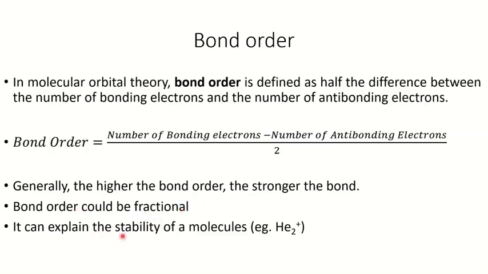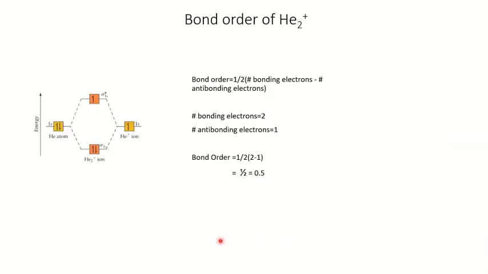It can explain the stability of a molecule just like He2+. ഇത് ഇവിടുത്തെ എടുത്തു പറഞ്ഞിരിക്കുന്നത് ഇതിന്റെ സ്റ്റെബിലിറ്റി നമ്മുടെ മറ്റ് തിയറികൾ വെച്ച് തെളിയിക്കാൻ ബുദ്ധിമുട്ടാണ്. Okay, let's see that He2+ case. So here helium atom with 2 electron and helium plus with 1 electron are combining to form helium-2+, and the molecular orbital are like this. This will be bonding molecular orbital, this will be anti-bonding molecular orbital, sigma and sigma star.